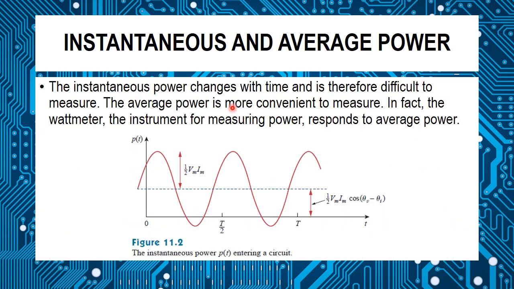So the instantaneous power changes with time and is therefore difficult to measure. The average power is more convenient to measure. In fact, the wattmeter, the instrument for measuring power, responds to average power. So we have here the figure for the instantaneous power p(t) entering a circuit. We have here the sinusoidal wave. This one is the 1/2 Vm Im, and this one is the 1/2 Vm Im cosine of (θv − θi).